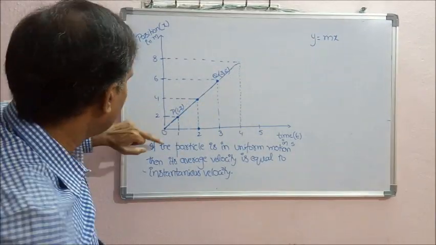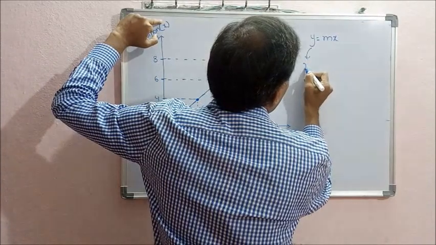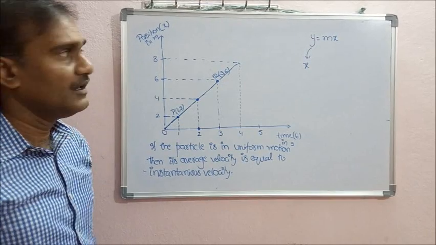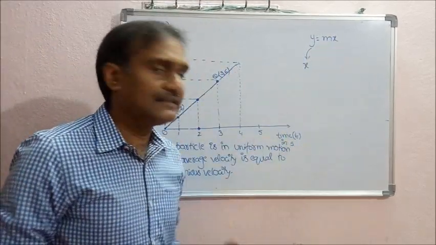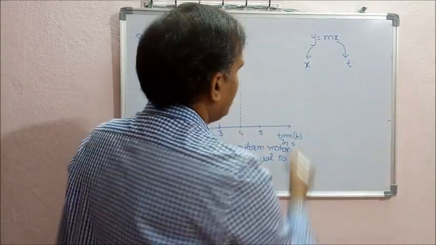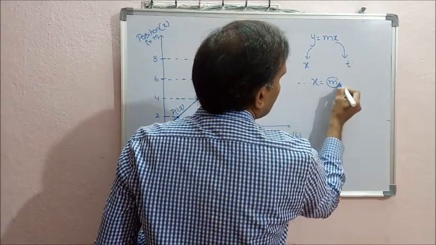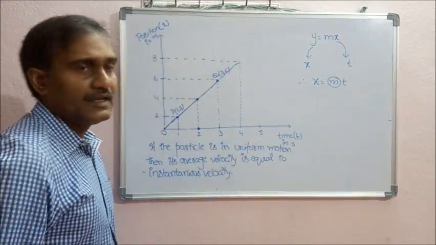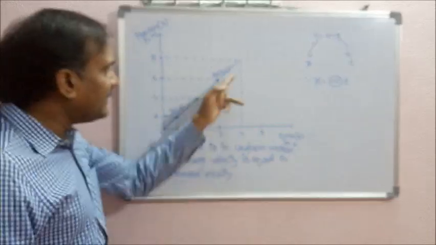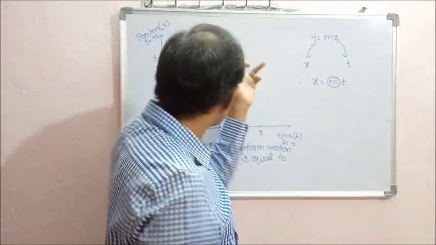Instead of y, in this example we have assumed position. Instead of x, it is time. Therefore, this equation can be written as x is equal to some constant m into t. If a straight line is passing through the origin, then its slope remains constant. Here, what does this m indicate? The slope of this straight line.